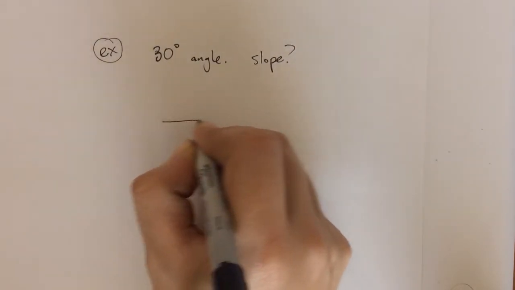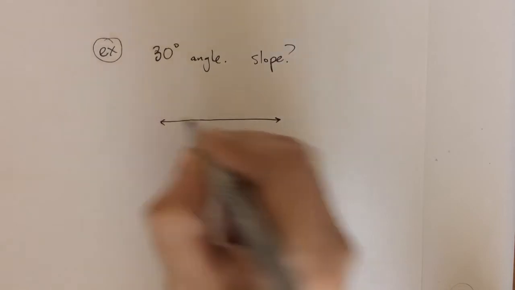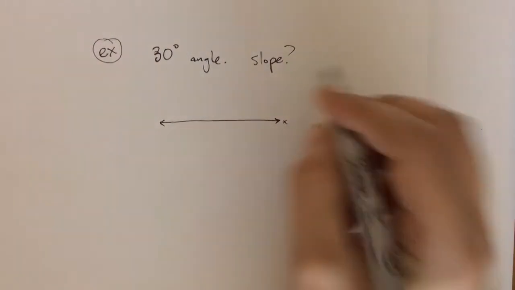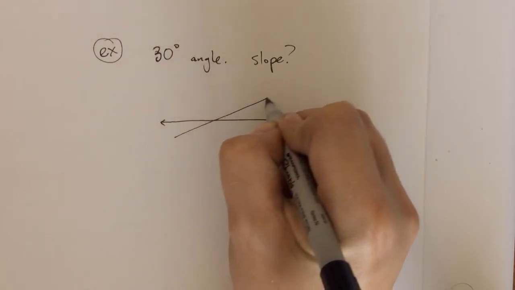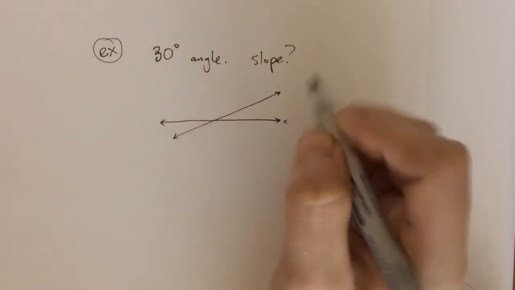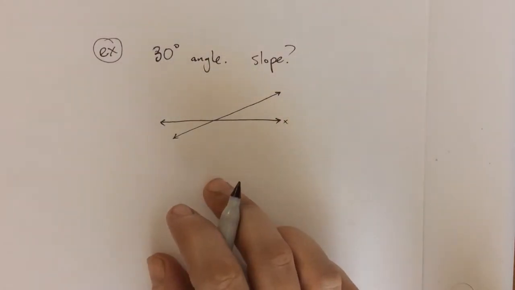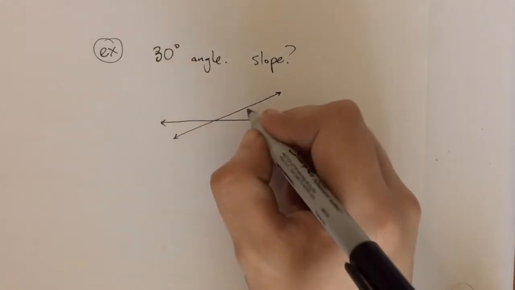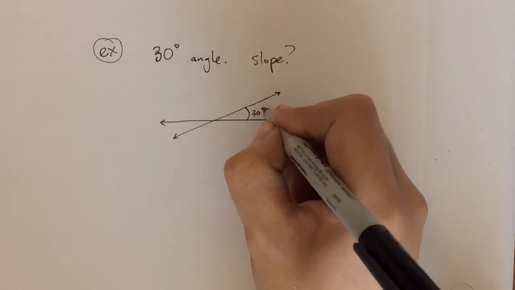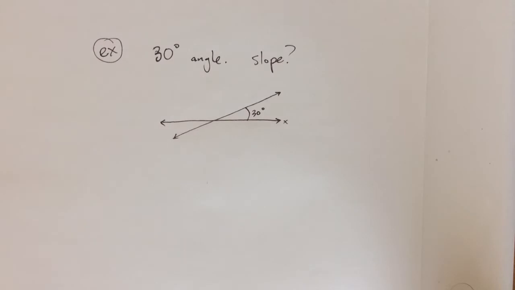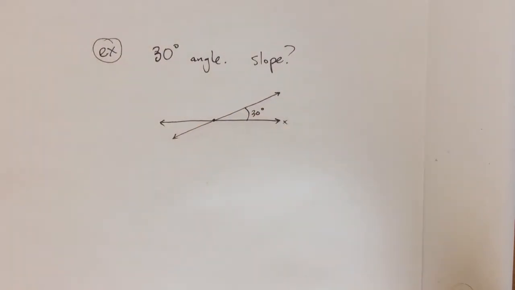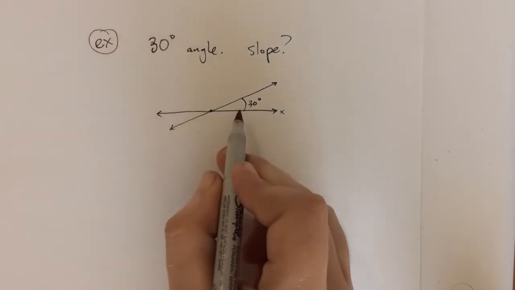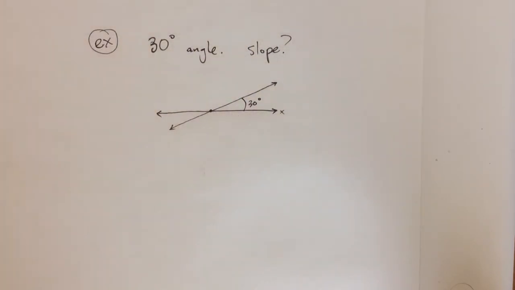So let's draw a figure really quick. So here's our horizontal axis, our x-axis. Here's our line. A 30-degree angle is about right there. You could use your protractor to draw a better picture. But there's our 30-degree angle. Let's find the slope of that line.